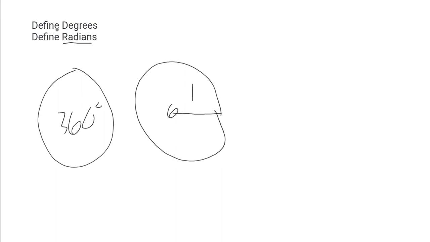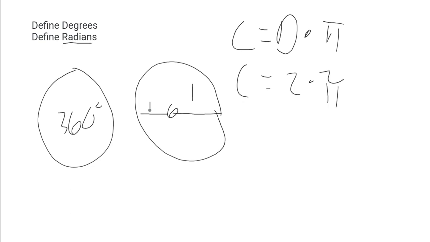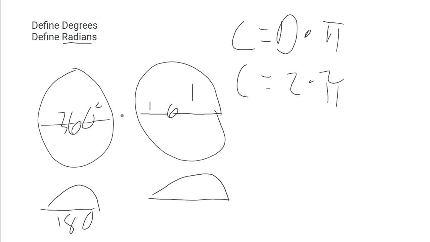We know that circumference is diameter times pi, which means that the diameter of a basic circle with radius 1 is another one here, so it's 2 times pi. All radians are dependent on this. So if I cut the circle in half and I now have a half circle here, it's 180 degrees. But if I cut the circle here, it is 1 radian.